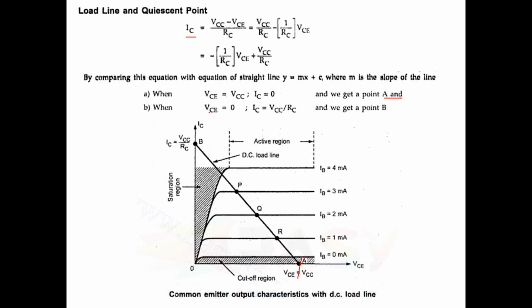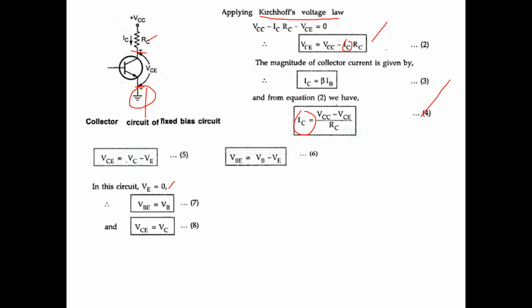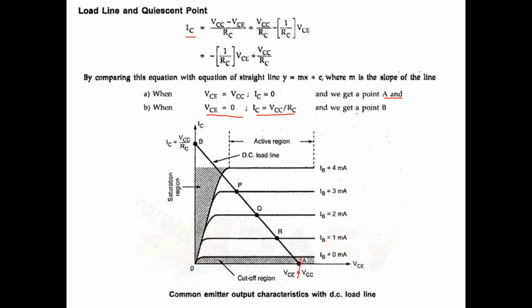When VCE is equal to 0, IC is equal to VCC by RC. Very simple. When VCE is equal to 0, from equation 4, what is the remaining term? VCC divided by RC. This point you will get at point B. Here VCE is increasing in this direction and decreasing in this direction. So at the point where VCE is equal to 0, you can have this current IC passing through the transistor.